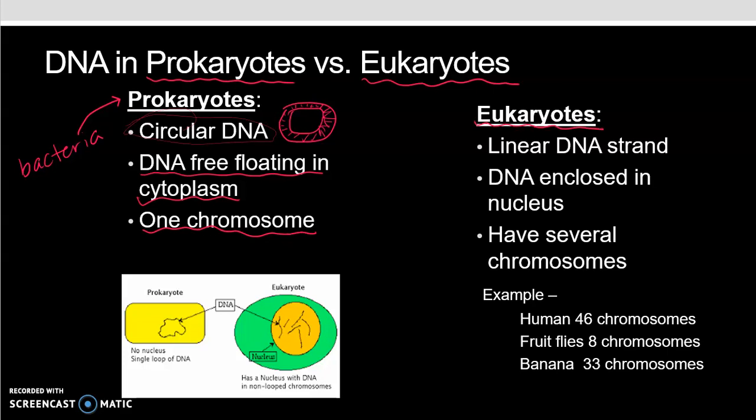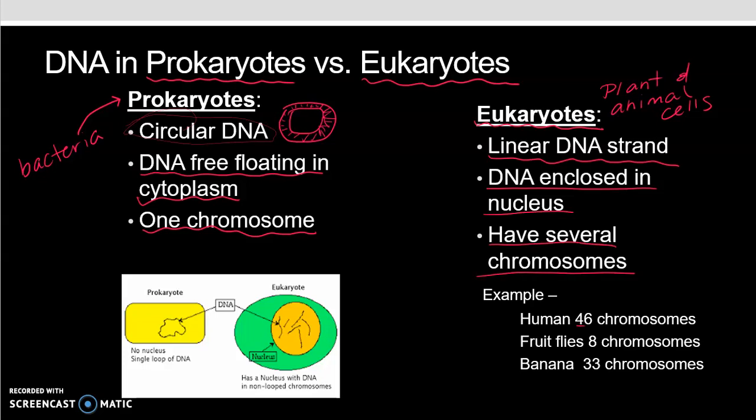Eukaryotes, which are cells found in plant and animals, have linear DNA strands, and DNA is found in the nucleus of our cells. And we can have several chromosomes, more than one. For example, humans have 46 chromosomes in their skin or muscle cells.